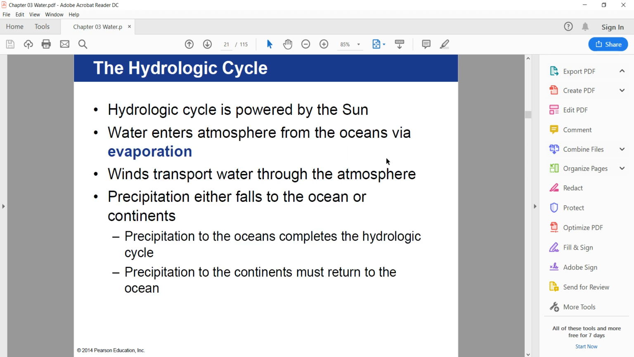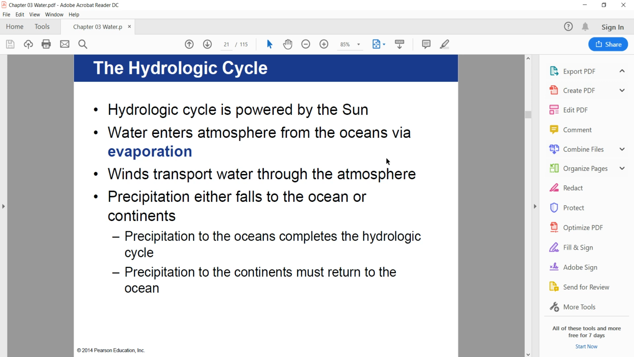The hydrologic cycle is powered by the sun. Water enters the atmosphere from the oceans via evaporation. Evaporation is that physical process where water converts from liquid phase to gaseous phase, powered by solar energy. Wind transports water through the atmosphere. We know that the clouds are driven by wind in the atmosphere, so the water can evaporate at one location, but it may rain farther from that location.